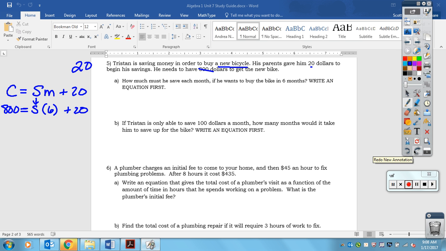So we need to figure out what this would be. So we could solve for S. This is just a simple one-step equation. The hard step is, sorry, two-step equation. The hard part is writing the equation.